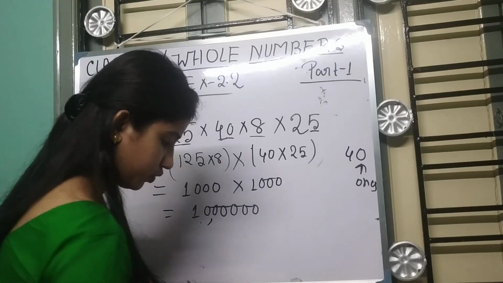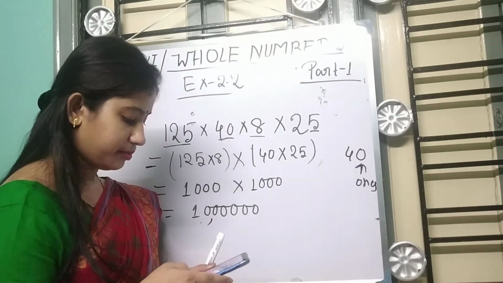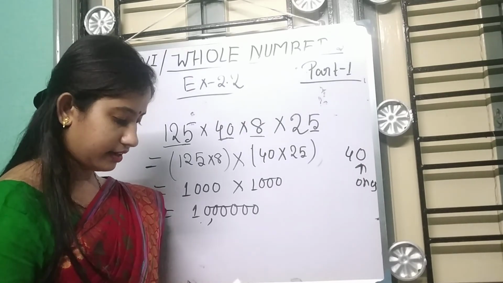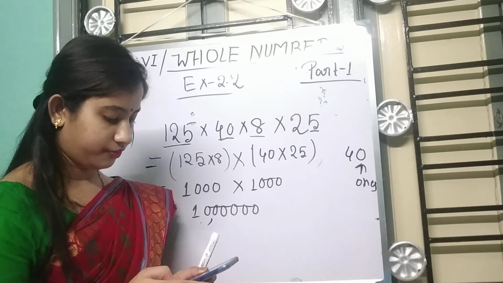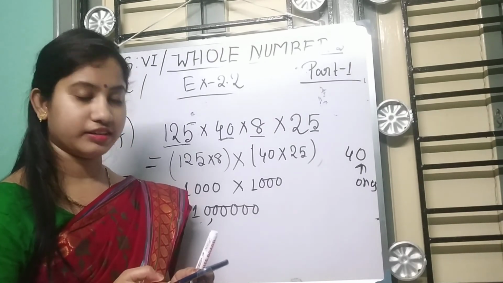This is number 2f. So in this similar way, you should try number c and e at your home, from number 2.